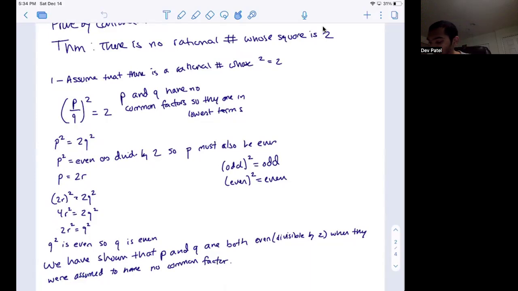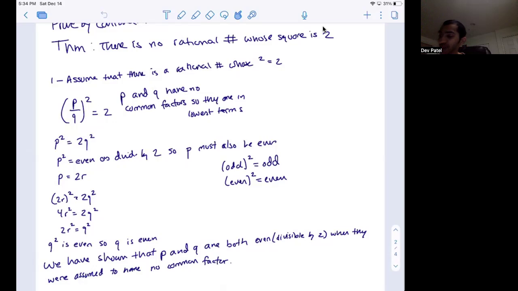So p and q, with (p over q) squared, are the two integers that make up the rational number whose square is 2. Then we multiply q squared to both sides. We get p squared equals 2q squared. We know that p squared is even because it's divisible by 2. So p must also be even, because we know that the square of an odd number is odd, and the square of an even number is even. Since p squared is even, and we know this because 2 is a common factor, p is also even.